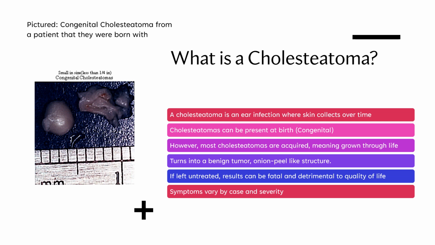What is a cholesteatoma? Pictured on the left is a congenital cholesteatoma from a patient that they were born with. A cholesteatoma is an ear infection where the skin collects over time, and cholesteatomas can be present at birth, congenital. However, most cholesteatomas are acquired, meaning they grew throughout life, turning into a benign tumor with an onion peel-like structure. If left, it can be fatal and detrimental to the quality of life. Symptoms may vary by case and severity.